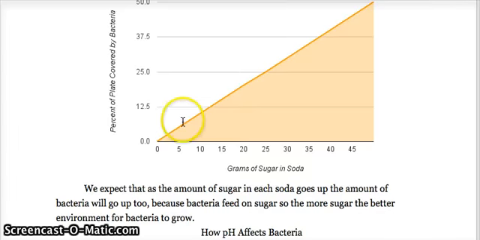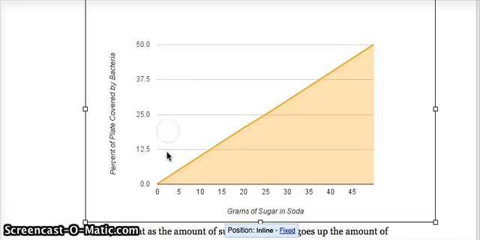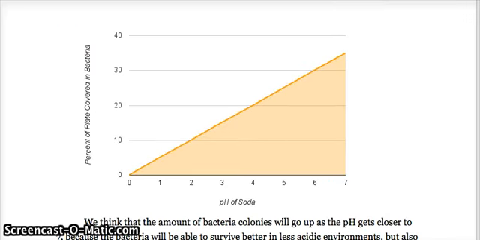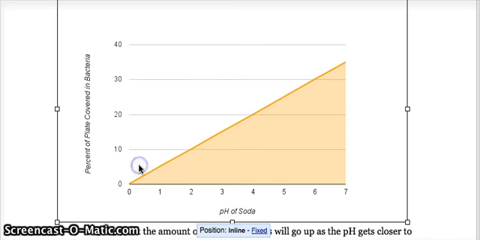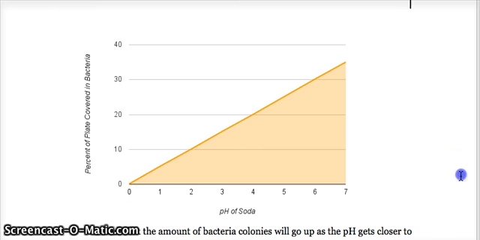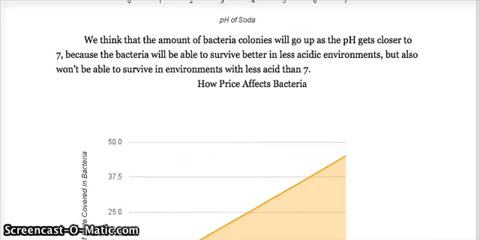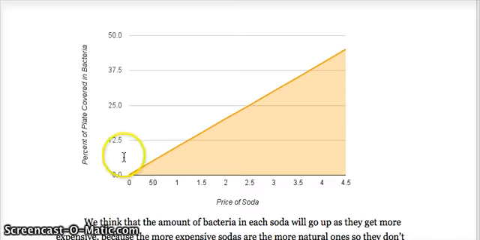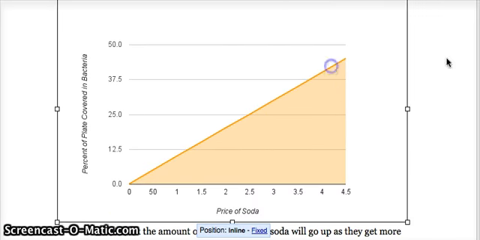As you can see, we expect that as the sugar goes up, the percent of plate covered by bacteria will go up too. And as the pH gets closer to 7, that will go up too. Or also if it goes down on the other side of 7, that will go back down. And as the price gets higher, there will be more bacteria.